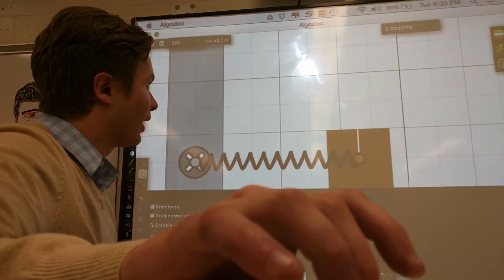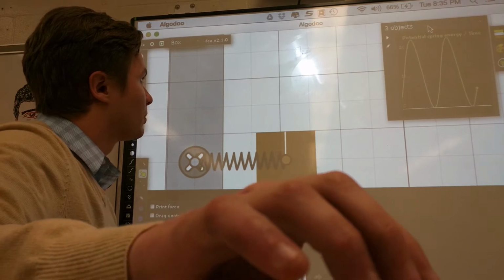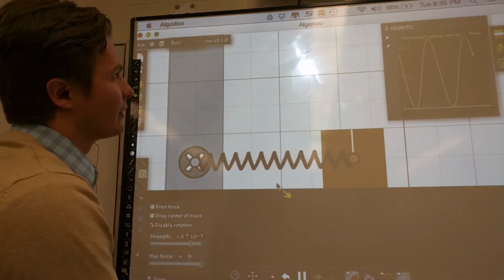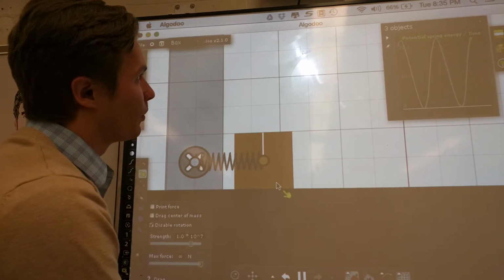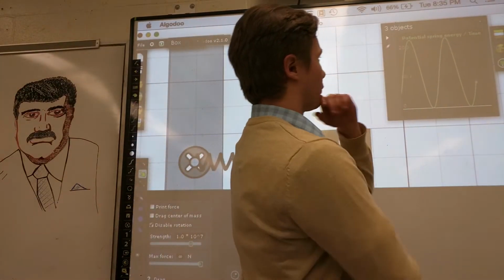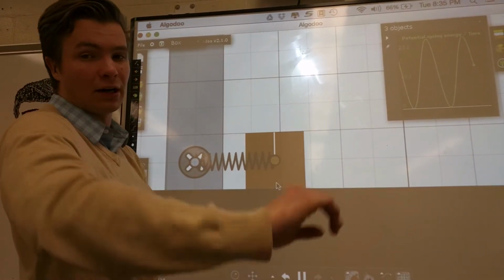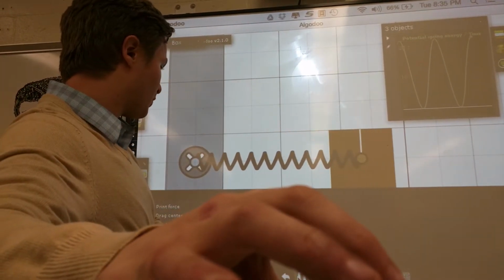Let's start by looking at the potential. So here's my potential in the spring, and it's oscillating in such a way where we would expect some curvature in our graph because the equation for the spring energy is 1/2 kx squared. So let's pause this at a couple points and try and make sense of it.